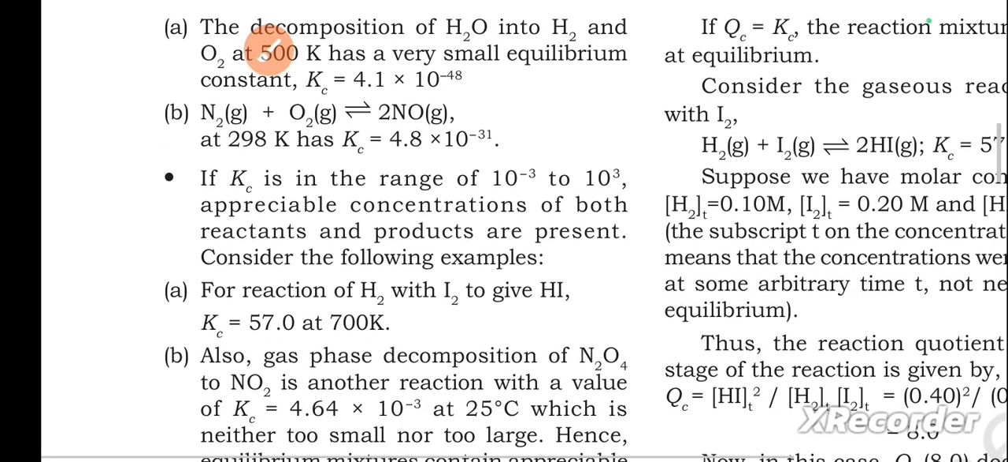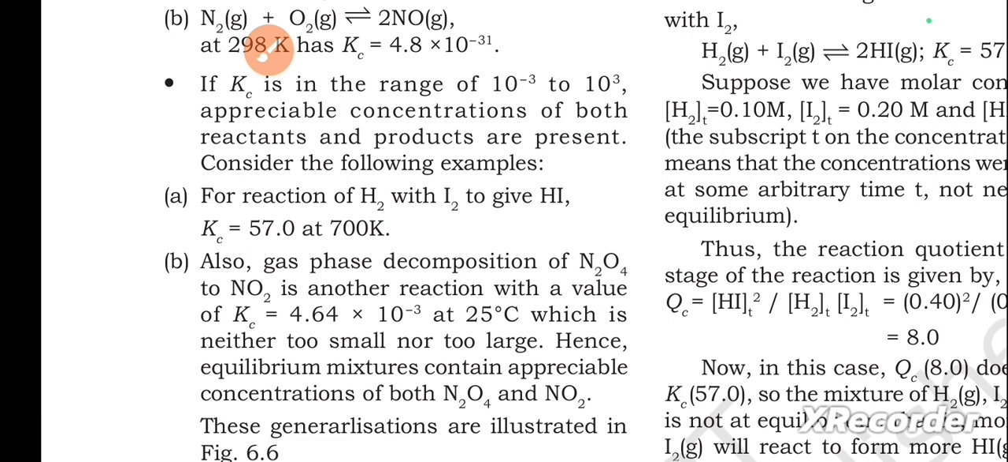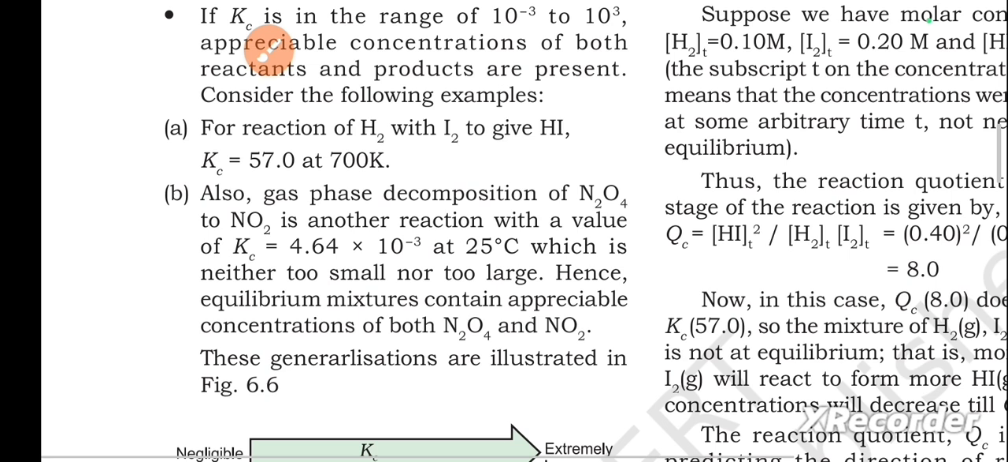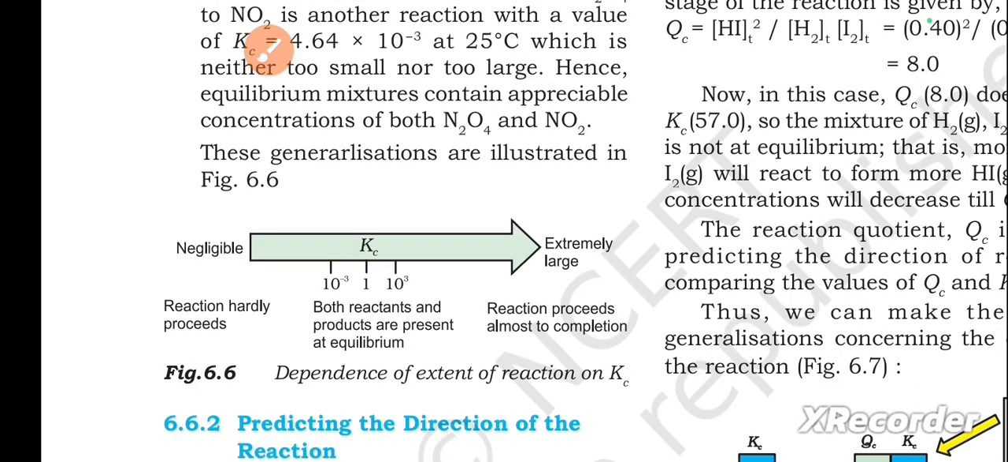If Kc is in the range of 10 to the power of minus 3 to 10 to the power of 3, appreciable concentrations of both reactants and products are present. Consider the following examples. For the reaction of H2 with I2 to give HI, Kc equals 57 at 700 K. Also, gas phase decomposition of N2O4 to NO2 is another reaction with a value of Kc equals 4.64 into 10 to the power of minus 3 at 25 degrees centigrade, which is neither too small nor too large. Hence, equilibrium mixtures contain appreciable concentrations of both N2O4 and NO2. These generalizations are illustrated in figure 6.6. So this is the figure, please pause it and check it out.